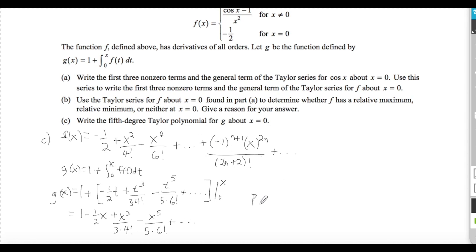So I'm going to write this out as p sub 5 of x, which would be 1 minus, we can simplify that to x over 2, plus x cubed over 3 times 4 factorial minus x to the 5th over 5 times 6 factorial. Here's my 5th degree Taylor polynomial.